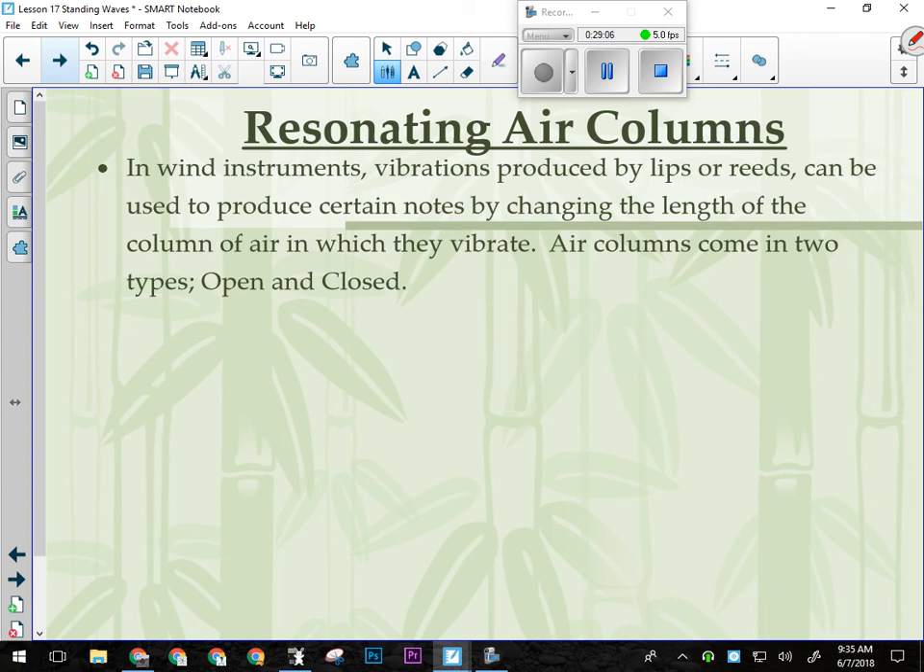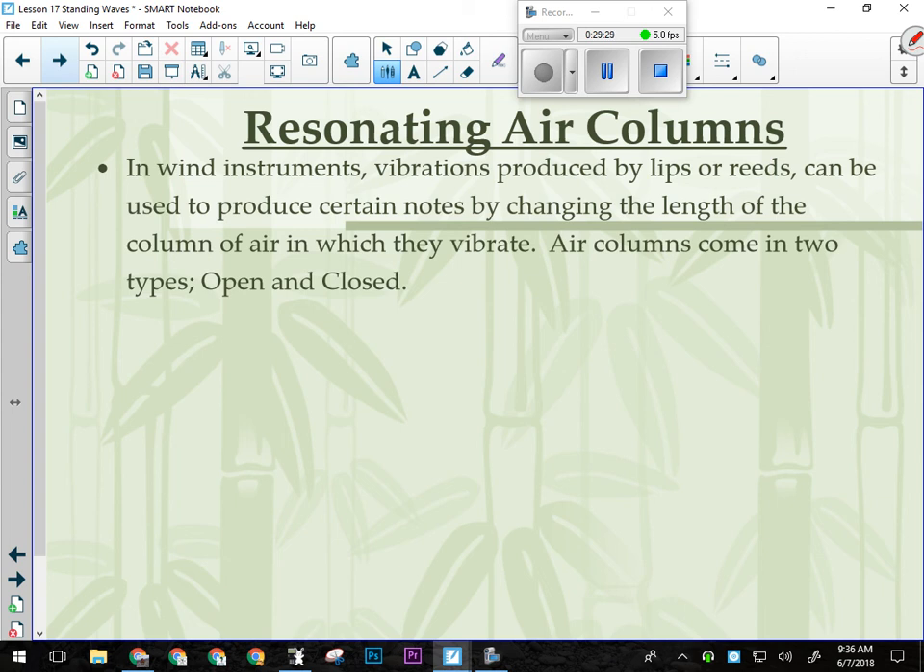So by changing the length of the tube, we change the wavelength of the sound. And again, it's just like the guitar. Longer waves produce lower frequency sounds, shorter waves produce higher frequency sounds. So all we do is change the length of the resonance tube. That's probably most evident with a trombone, with the slide.